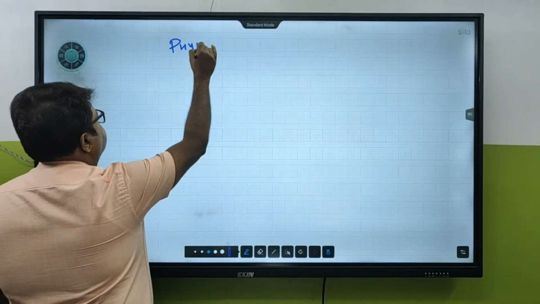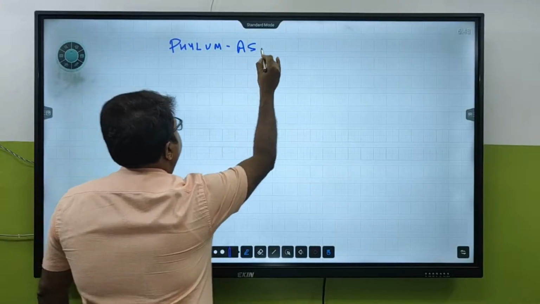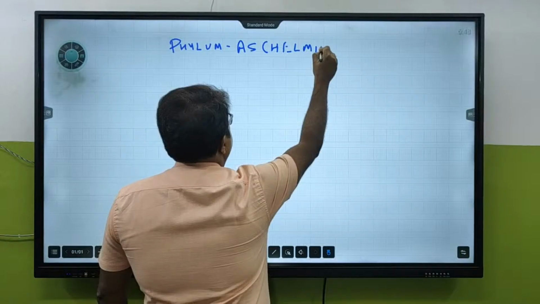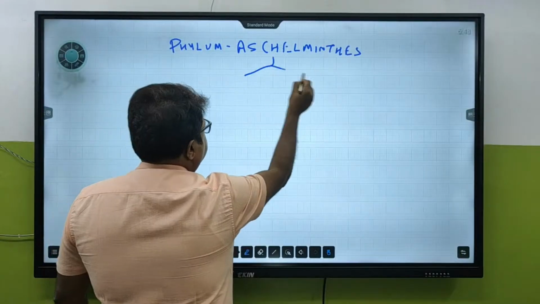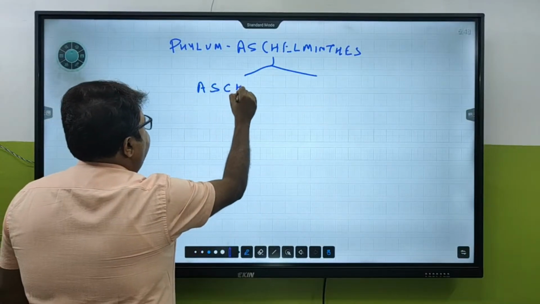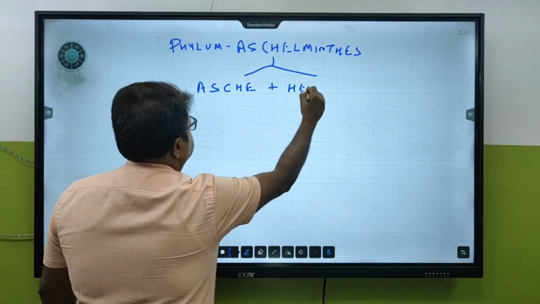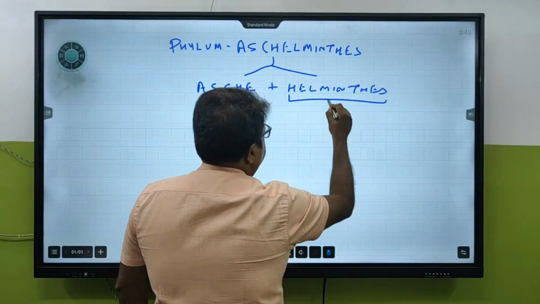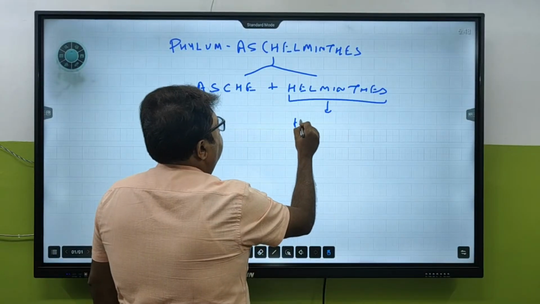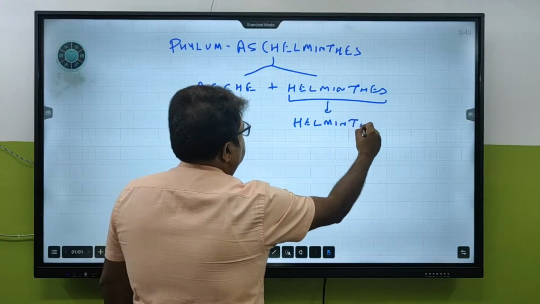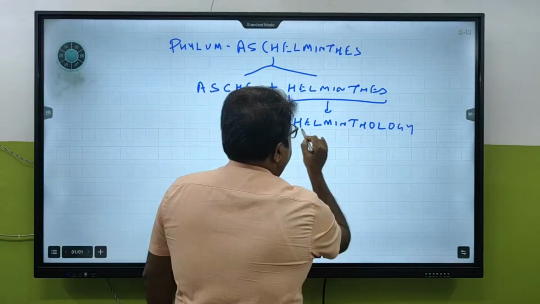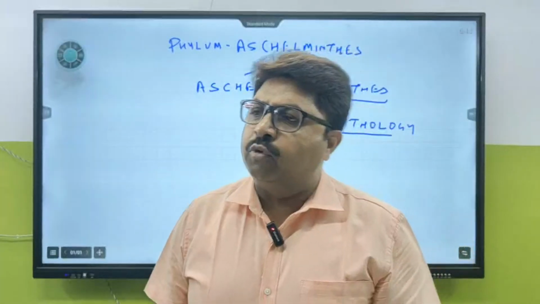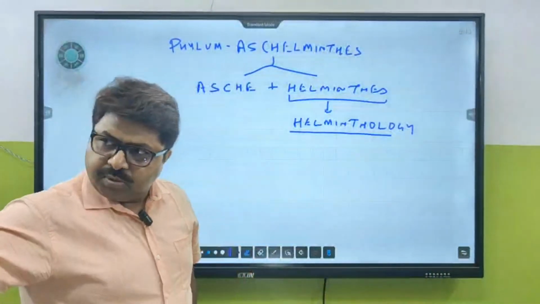So what is the phylum we are going to talk about? Aschelminthes. Okay, what is the other term for this? Let us break the term. It is Asch plus Helminthes. Gracie, tell me what is the meaning of this? It has come from the term Helminthology. What is the meaning of the term Helminthology? Study of worms.